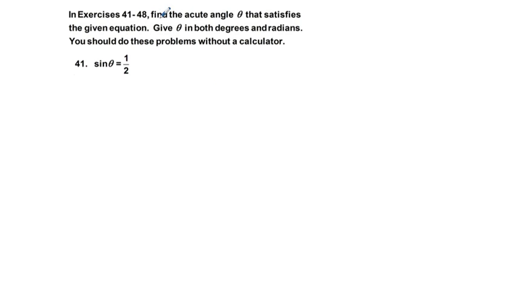In exercises 41 through 48, find the acute angle theta that satisfies the given equation. Give theta in both degrees and radians. You should do these problems without a calculator. Well, in this case, this first one, we have sine theta equals 1/2. And usually when we look for problems we're looking to do without a calculator, we're looking for special right triangles.